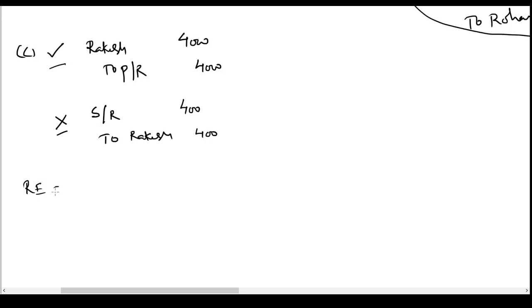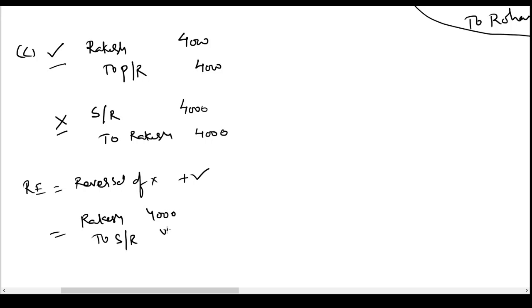So the rectification entry would be reverse of wrong plus correct. Reverse of wrong would be Rakesh to sales returns 4,000, plus correct. This has been reversed here. Plus correct is Rakesh to purchase returns 4,000.